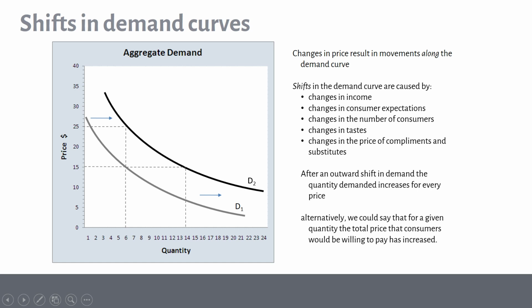So first of all, I just wanted to restate that if it's a shift outward in demand, basically the quantity demanded increases for every single price. And alternatively, you could think of that for any particular quantity, the price that people would be willing to pay is higher.